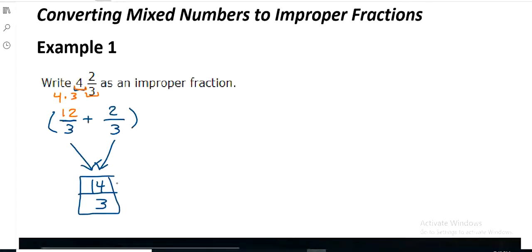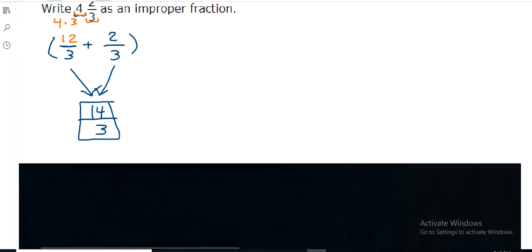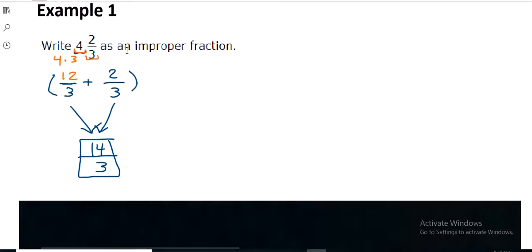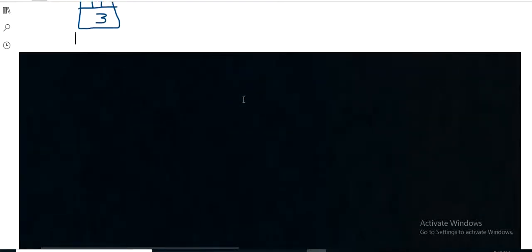And you always want to make sure that you have this in lowest terms if possible. The calculator will get a little tricky when you try to put this in lowest terms, so I will save that for a little later on. So there we go. First one down. We figure out how to go from a mixed number to an improper fraction.